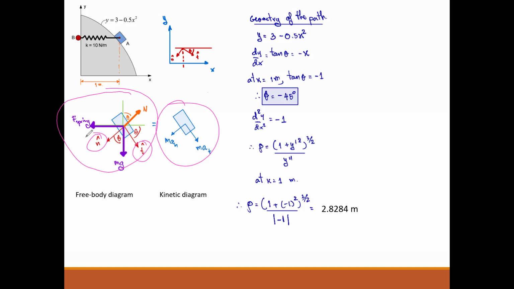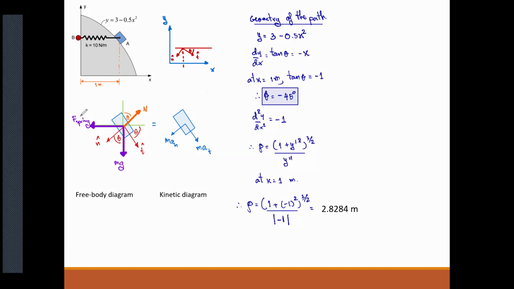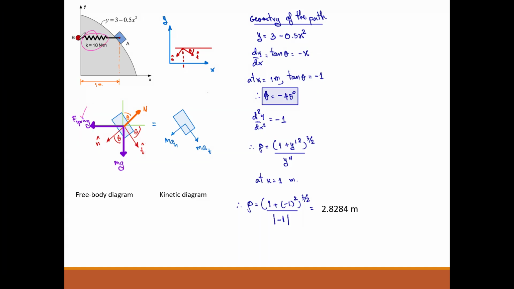You see from the left-hand side, you have the forces: the force of the spring here, and the weight. And there is a normal force that is always normal to the block, perpendicular to the path. It has no friction because the problem mentioned that it is a smooth surface. And on the right-hand side we have the kinetic diagram, where the acceleration follows the tangential and normal coordinates.